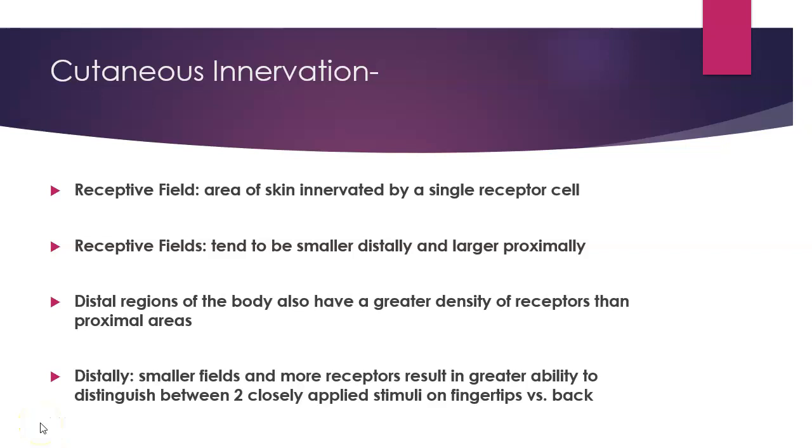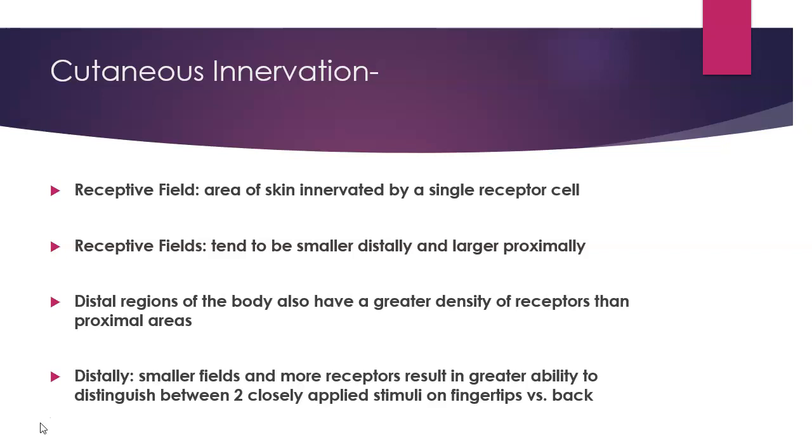Okay, so when you take a look at cutaneous innervation, we talk about receptive fields. A receptive field is the area of skin that's innervated by one single receptor cell. We know that receptive fields tend to be smaller distally and larger proximally. Like in the back, those receptive fields are bigger and there's less of them. Compared to receptive fields in the fingertips, those are more distal joints, so we see those receptive fields tend to be smaller.